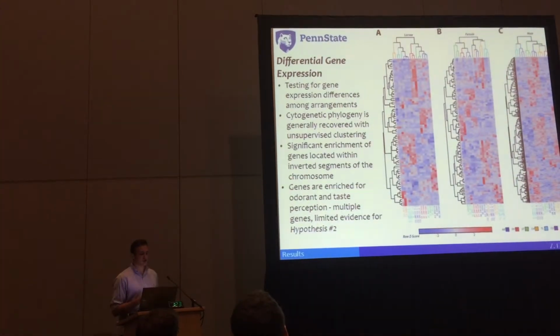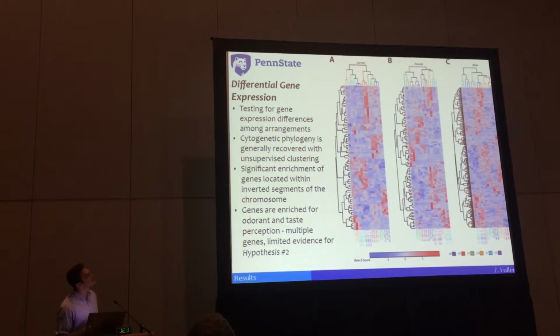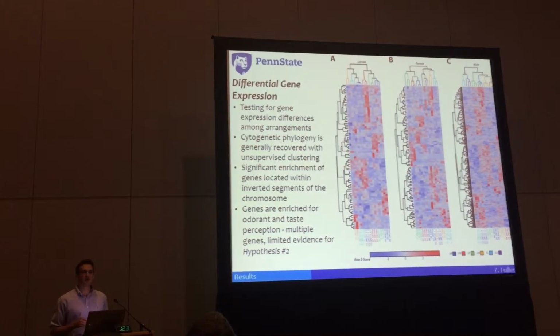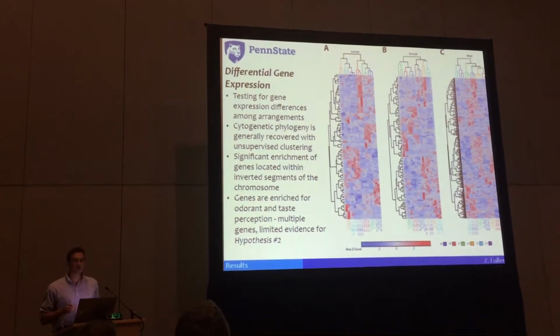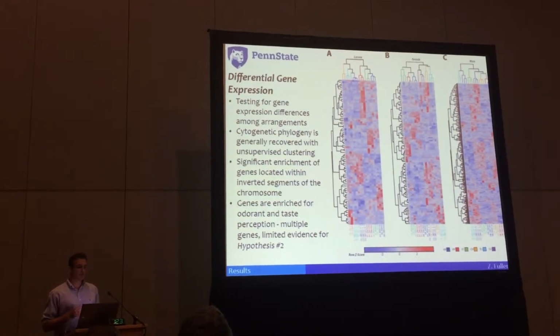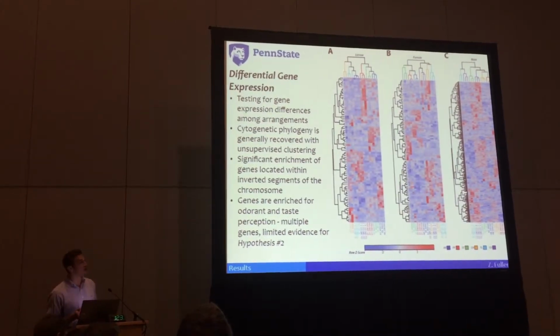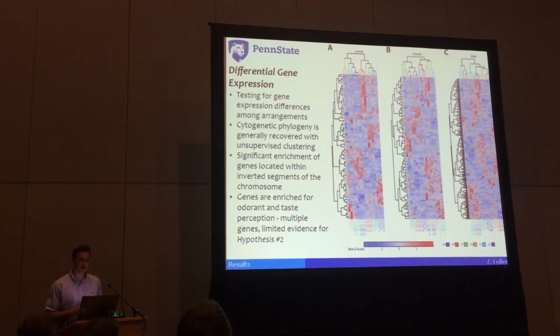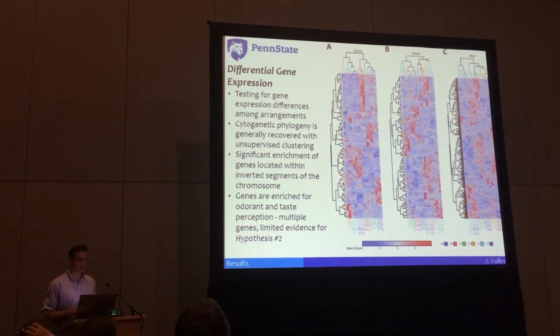We also tested for differential gene expression among the arrangements. A major takeaway from this analysis is that when we performed an unsupervised hierarchical clustering, which is illustrated there at the top, across each of the 3 life stages, it generally recovers the cytogenetic phylogeny inferred from the orientation of these syntenic regions, so that the history of the arrangements is related to the pattern of gene expression.